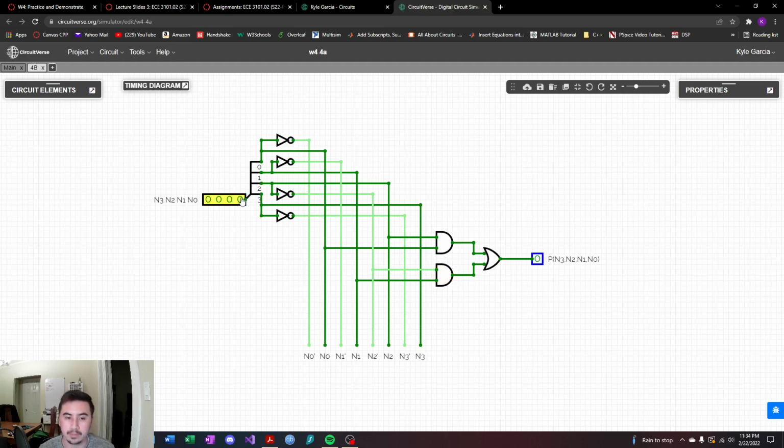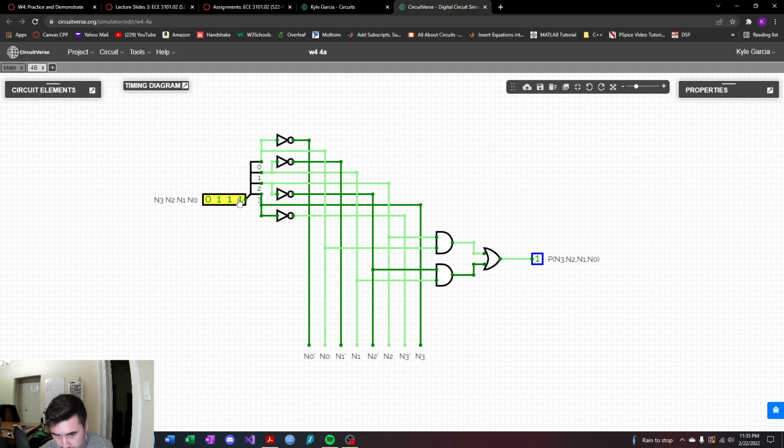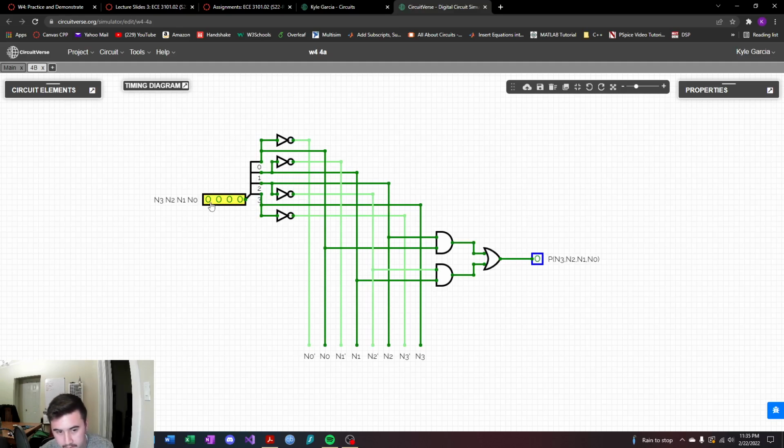So let's see. First off, 0, no output, it's just 0. 1, non-prime number, so it's 0. However, 2 does output a 1, because it is a prime number. 3 as well. But we won't see that happening for 4. But we will for 5. However, not for 6, but for 7. 8 is not a prime number, but it is within our range, so it's still going to be 0.